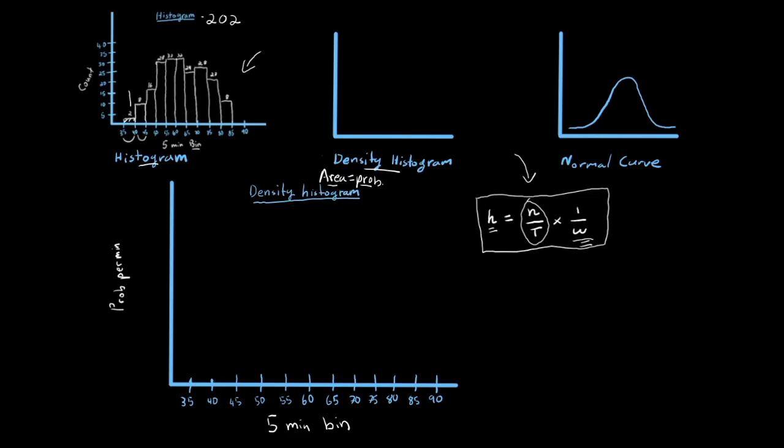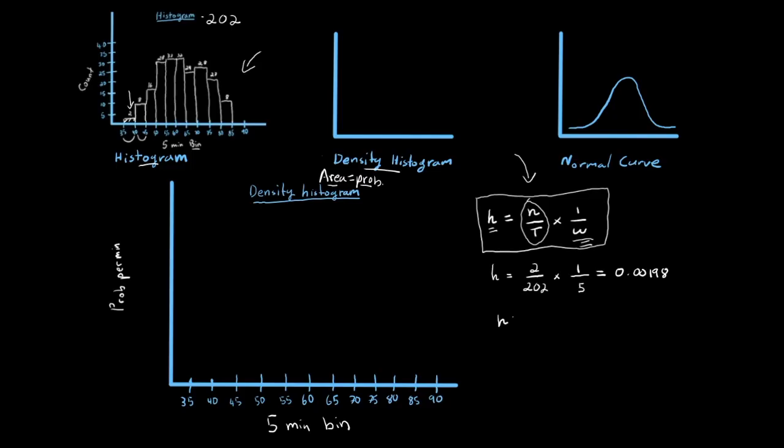So starting with this bar here, if we want to find the height on the density histogram, then we take the number of runners in the bin, which is 2, divided by the total number of runners, 202, and we'll multiply by 1 over the width, which we know is 5. And that is equal to 0.00198.